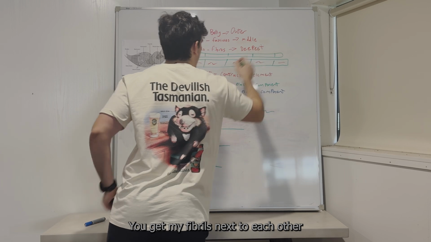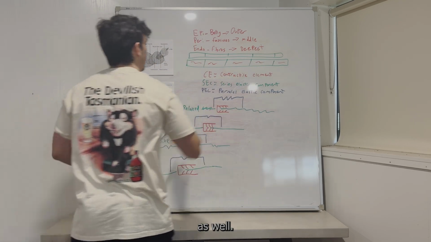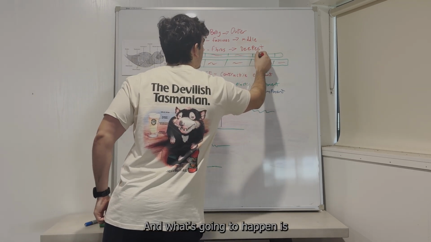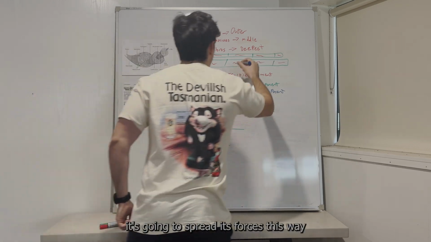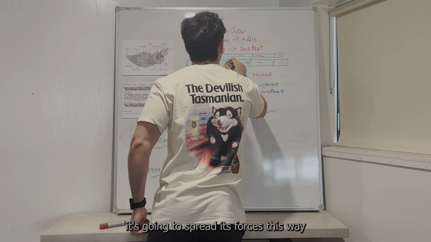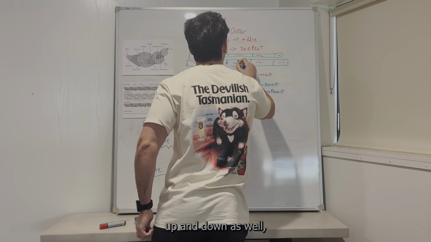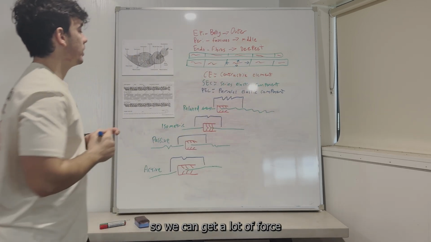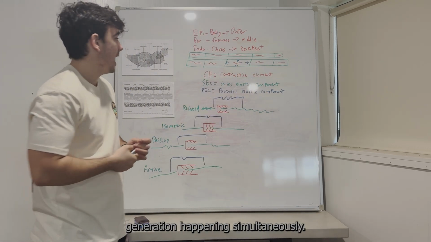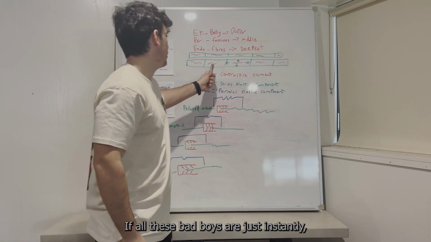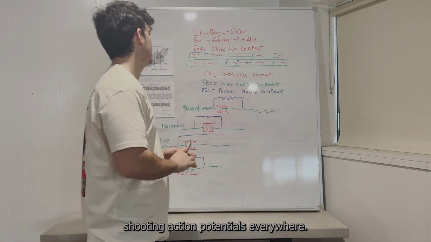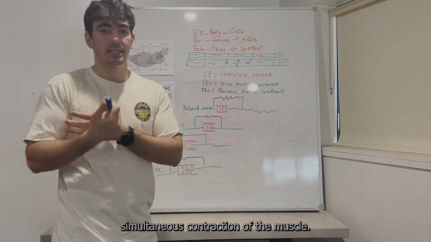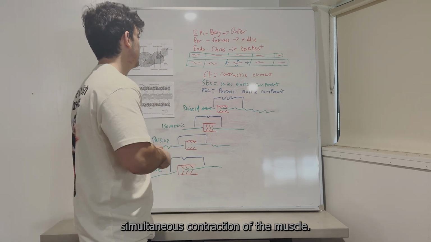You get myofibrils next to each other as well. And what's going to happen is, say this bad boy is active, it's going to spread its forces this way, up and down as well. So we can get a lot of force generation happening simultaneously if all these bad boys are just instantly shooting action potentials everywhere. So that's how we can get simultaneous contraction of a muscle.